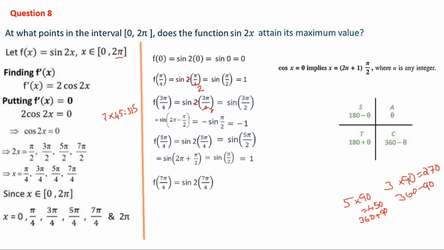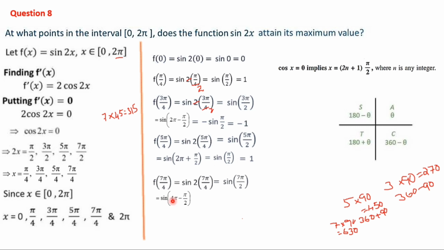Next is f of 7 pi by 4. 7 pi by 4 means sine 2x, that is 2 into 7 pi by 4. Here also 2 and 4 we can cancel. 7 pi by 2 will be coming. 7 pi by 2, again we will do the same calculation. That is 7 into 90. 7 into 90 means 9 7s are 63. That means 630. 630 we can write how? So here we can write it as 4 pi minus pi by 2.